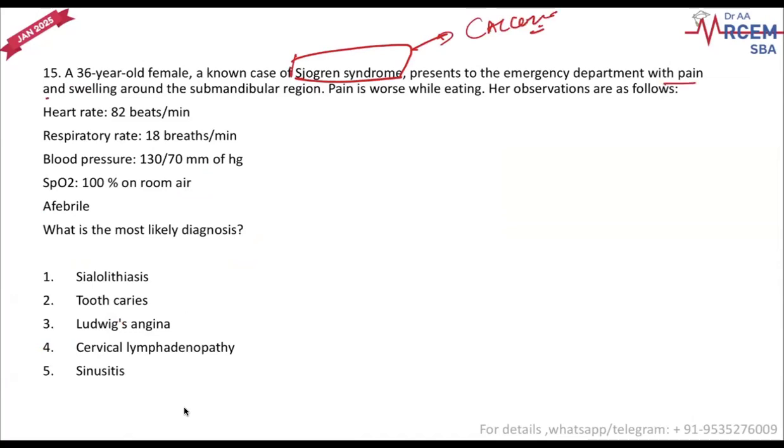Pain and swelling around the submandibular region is seen. Pain is worse while eating. This is a classical history. Whenever the pain is worse at eating and they ask you for the diagnosis, it is a calculi. Pick option number 1.